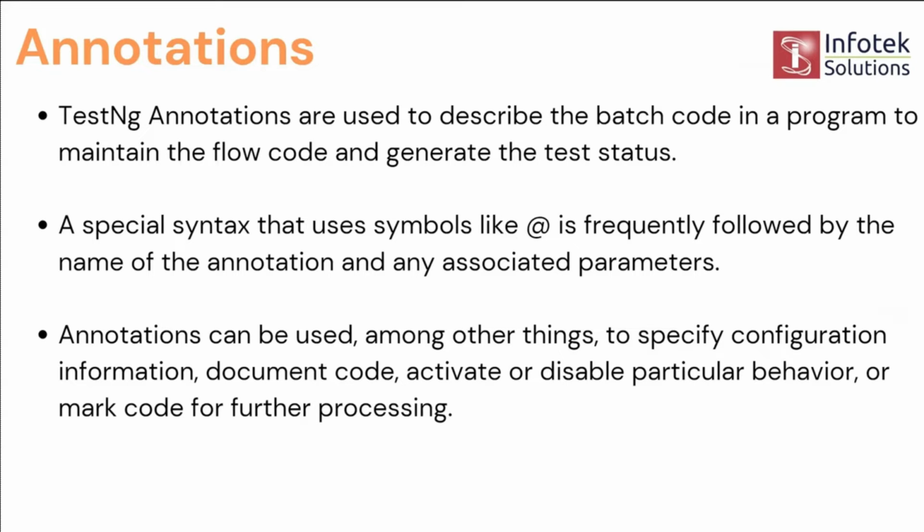TestNG annotations are used to describe the batch code in a program to maintain the flow of code and generate the test status. It is a special syntax that uses symbols, where the annotation is frequently followed by the name of the annotation and any associated parameters. Annotations can be used, among other things, to specify configuration information, document code, enable or disable particular behavior, or mark code for further processing. So these annotations basically help us to configure or provide information to our code.